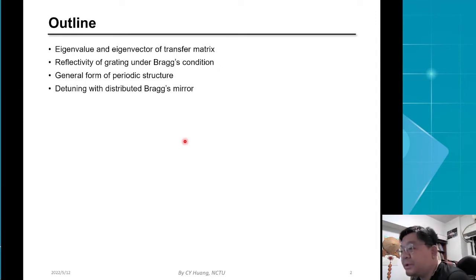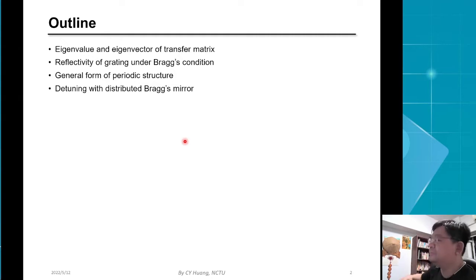Then we will tell you what the spectrum of a perfectly tuned DBR looks like with different wavelengths. The response with non-Bragg condition is called detuning. So we will discuss the detuning of a distributed Bragg mirror.